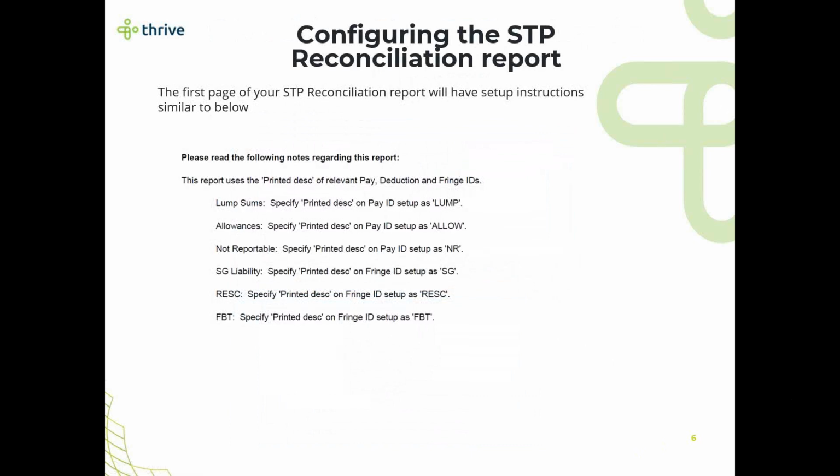Now, as I mentioned earlier, we have a custom STP reconciliation report. And the very first page of that report has some setup instructions that just give you some guidance to, we make use of the printed description field on the setup of the pay, deduction and fringes. And so depending on what you put into that printed description field, that drives how that item appears on this report. So have a read of the instructions on your report. And again, if you don't have the report and you'd like to get a copy, contact our help desk.